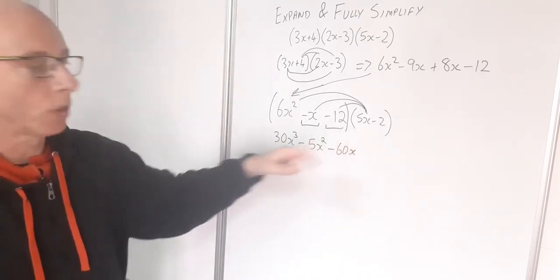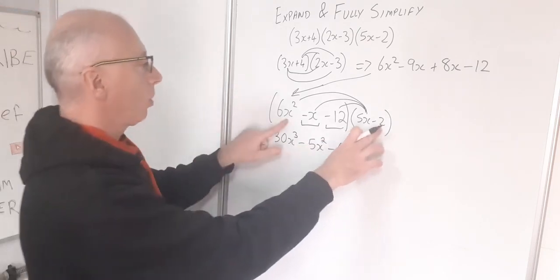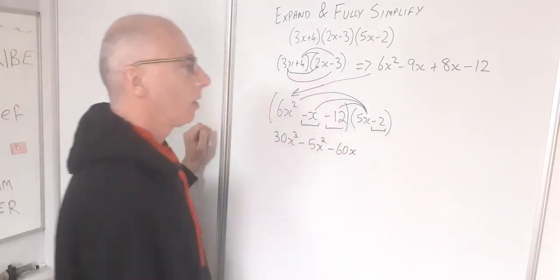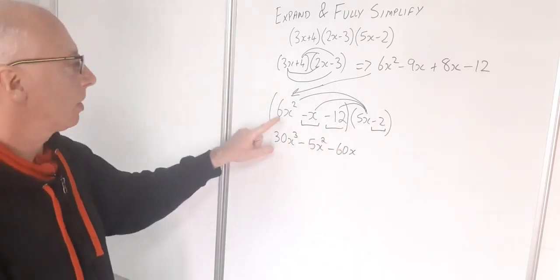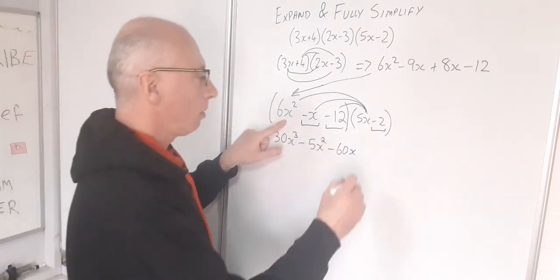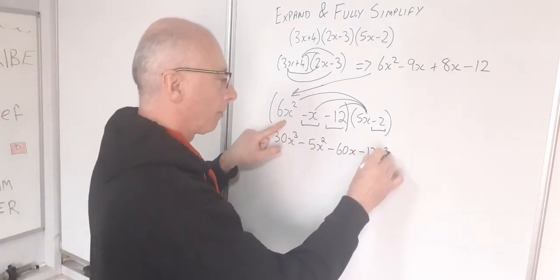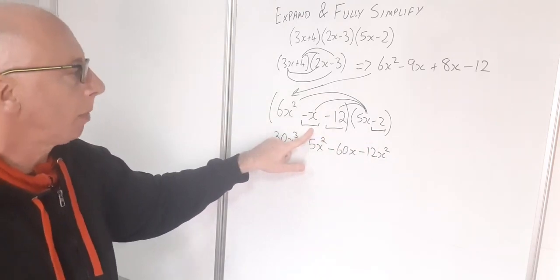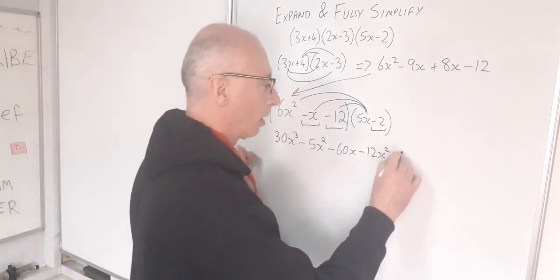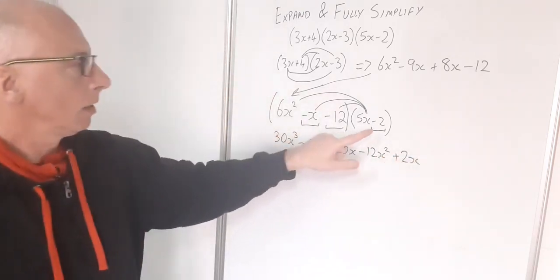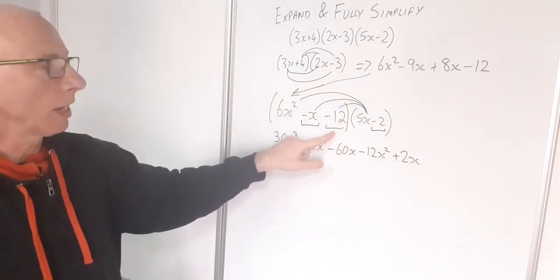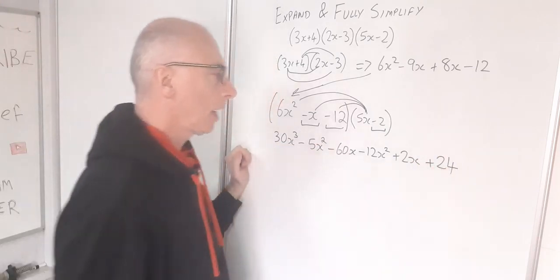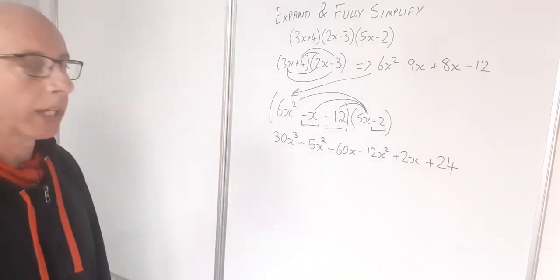Now we need to distribute the minus 2. So let's distribute the minus 2 with this, and don't forget this minus sign. Again, let's just look out for those. So minus 2 times 6x squared is minus 12x squared. Minus 2 with the minus x, that's going to give me positive 2x. And minus 2 times minus 12, that's going to give me plus 24. Okay, so quite a few things in there we need to be really careful of.